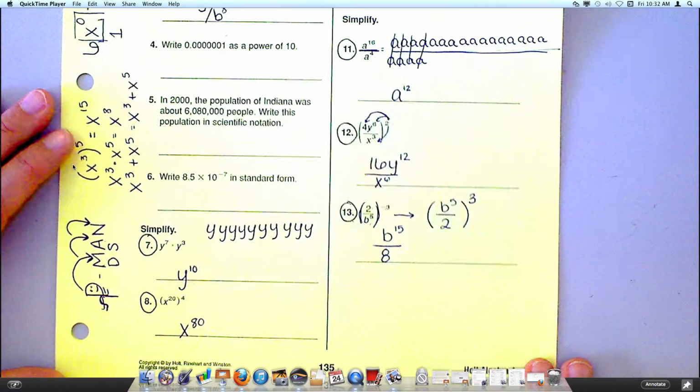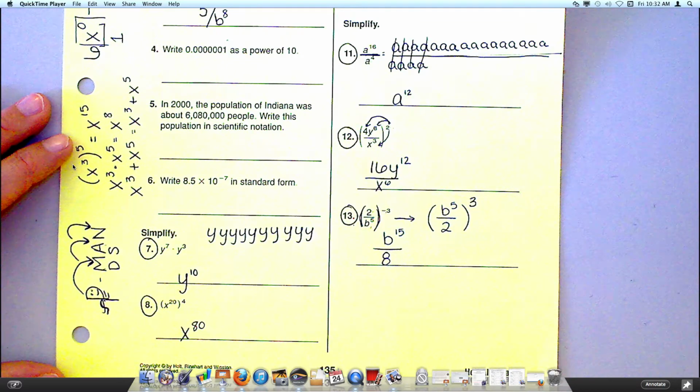Are you good on everything we did here? Okay, like scale of 1 to 5. If this were your exam right here, how would you do?